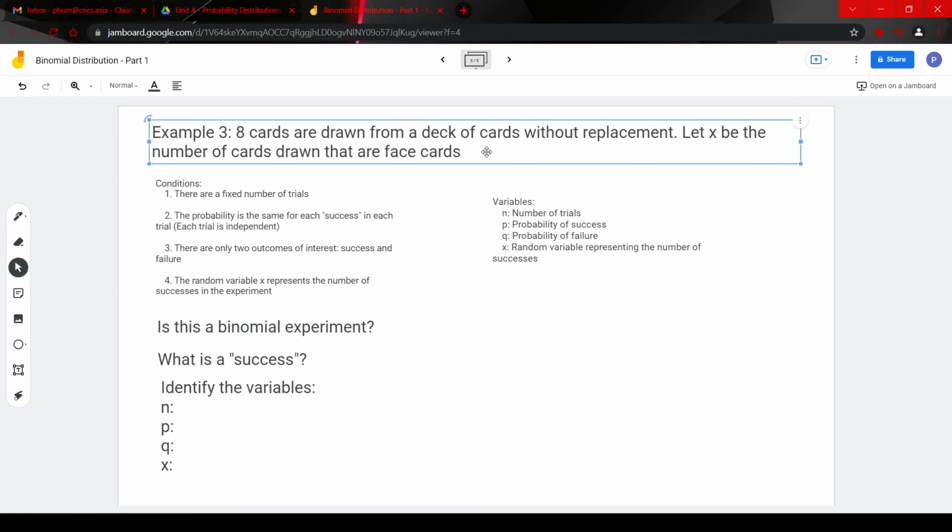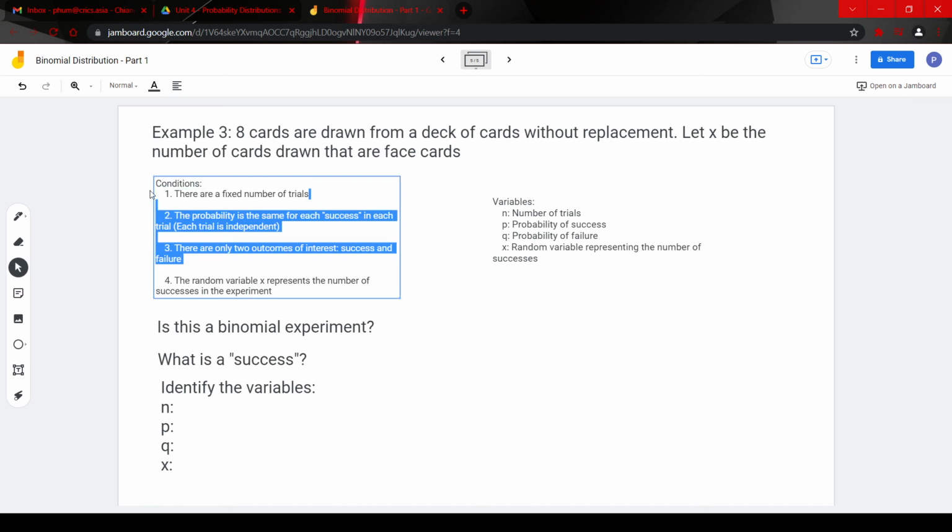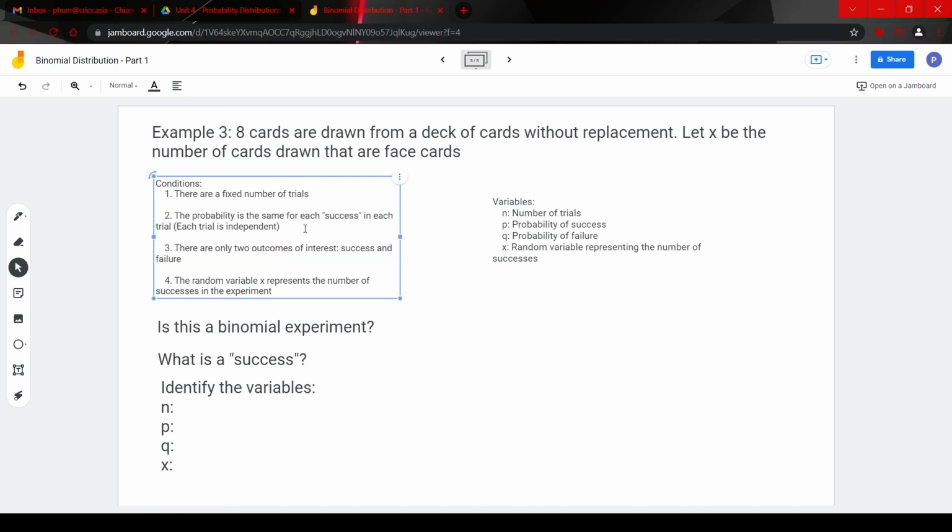The next example, 8 cards are drawn from a deck of cards without replacement. Let X be the number of cards drawn that are face cards. Condition 1, there are a fixed number of trials. We're drawing 8 cards. Each probability is the same for each success. This is false in this case.